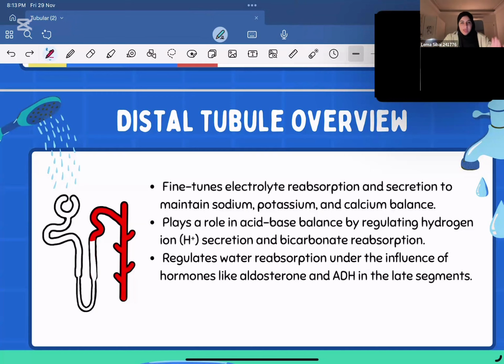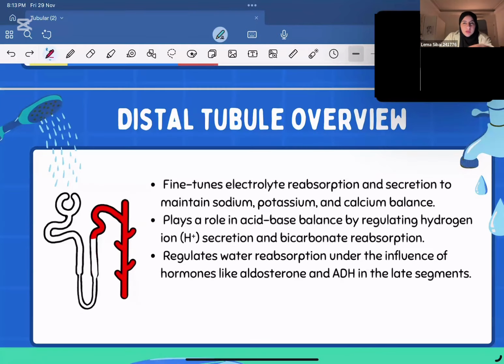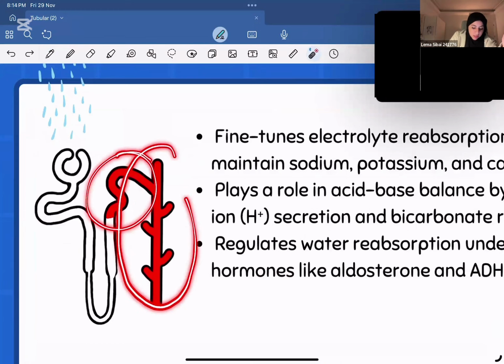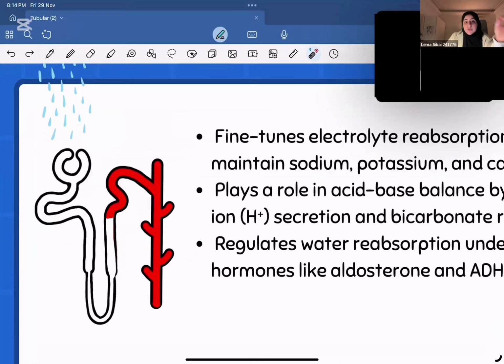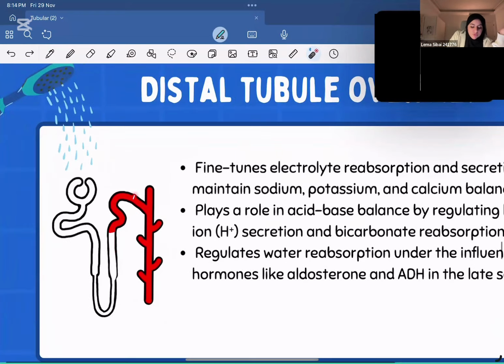Okay. Now we're moving on to the distal tubule. She also covers the collecting tubule, which is right over here. So this is the distal tubule, and this is the collecting tubule, all right? And she covers both of them together because it kind of is. The distal tubule just reabsorbs and secretes, and this is what ends up becoming the urine. Whatever is secreted from here ends up becoming the urine.